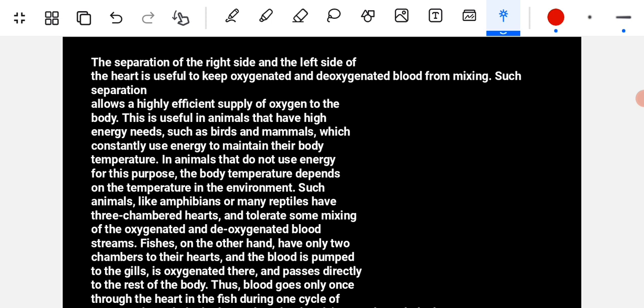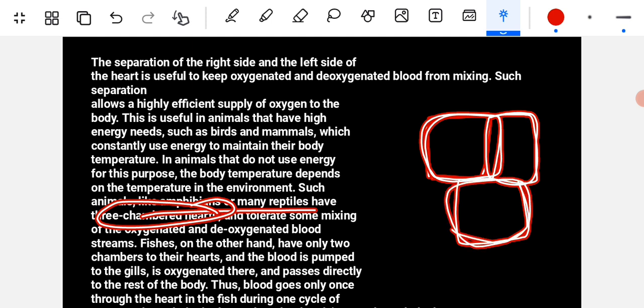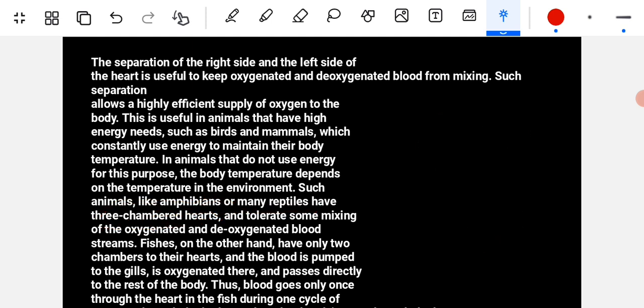This is useful in animals which have high energy needs, such as birds and mammals, which constantly use energy because they have to maintain their body temperature, so they have to use some of the energy. In other animals, they do not use energy for this purpose, for example reptiles and amphibians. So for that purpose, they have a three-chambered heart. There is a separation between these two chambers, but there is a mixing in this third chamber. So they can tolerate some mixing of deoxygenated and oxygenated blood over here.